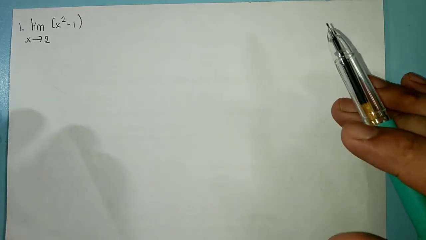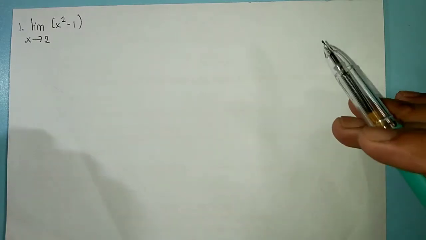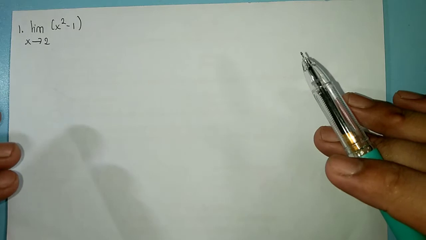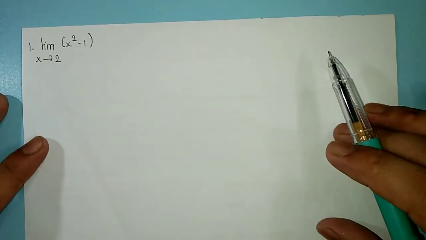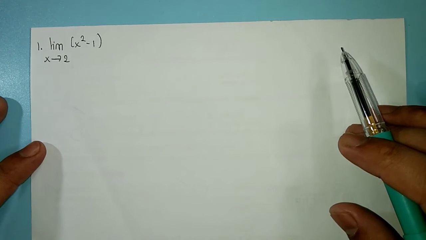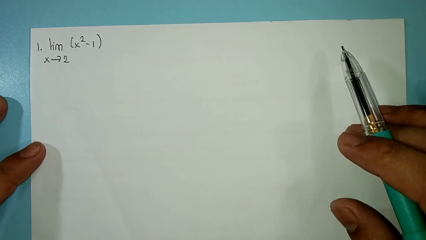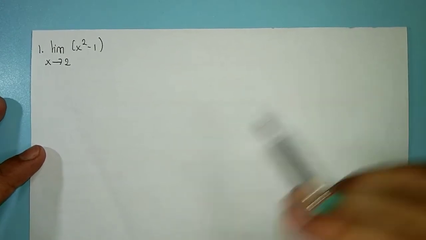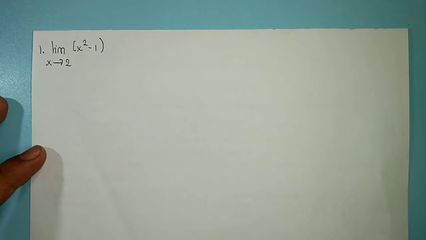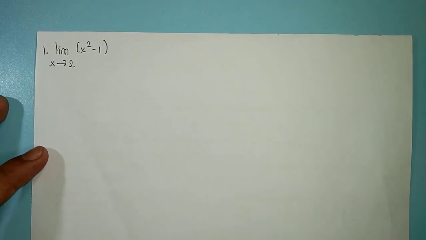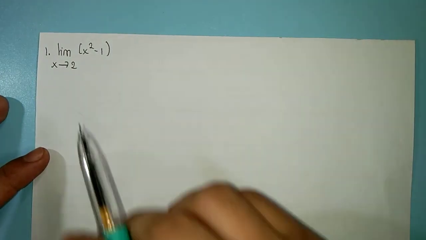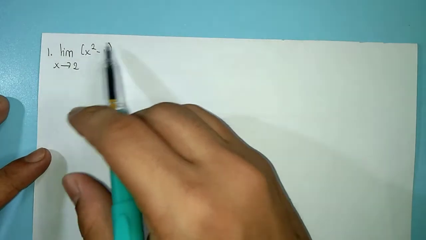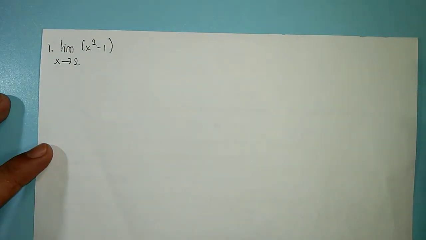In this video, we're going to solve the limit of a function using the table of values and by graph. So let's start with number 1, the limit of x squared minus 1 as x approaches 2. This means we'll look at the behavior of the function x squared minus 1 as x approaches 2. We will find where x squared minus 1 approaches.